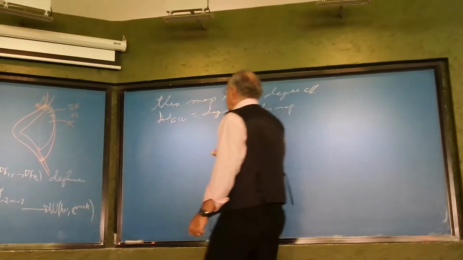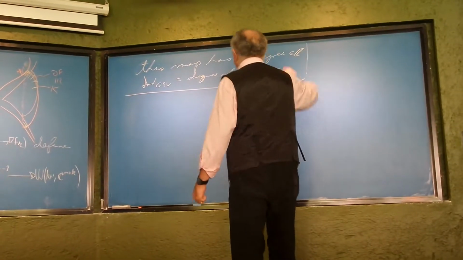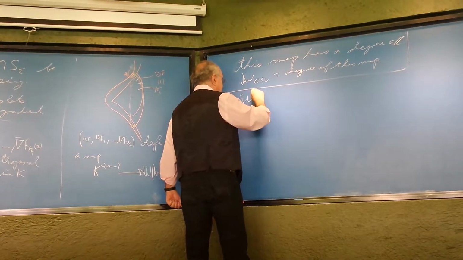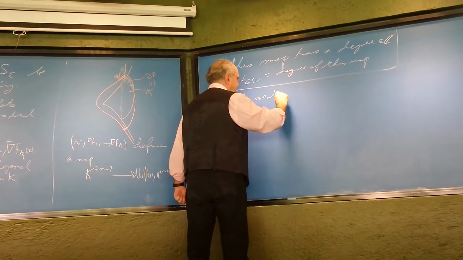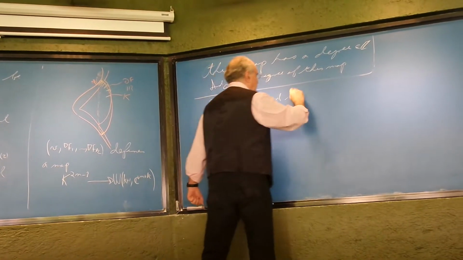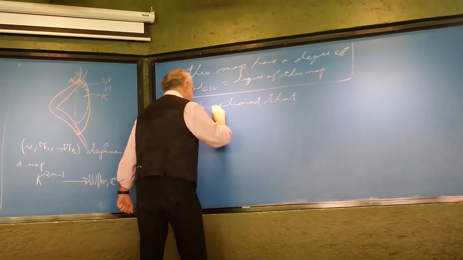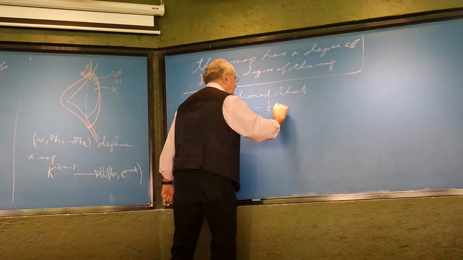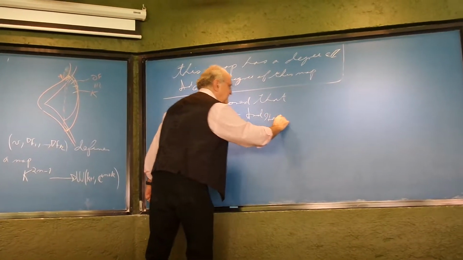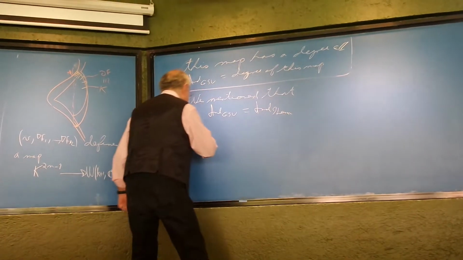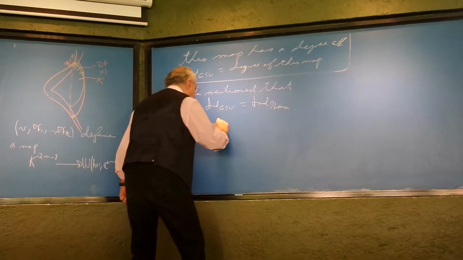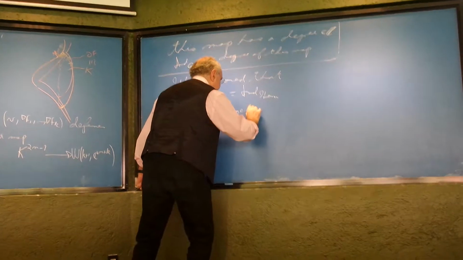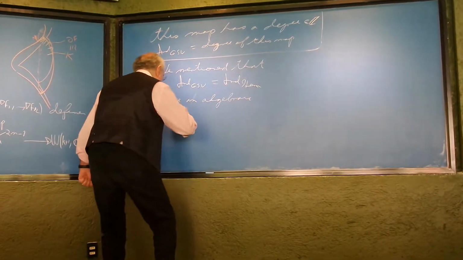Now, as I also mentioned, for complete intersections this index coincides with the homological index that I defined yesterday. And thus we have an algebraic characterization.